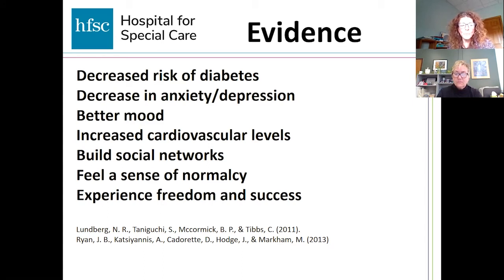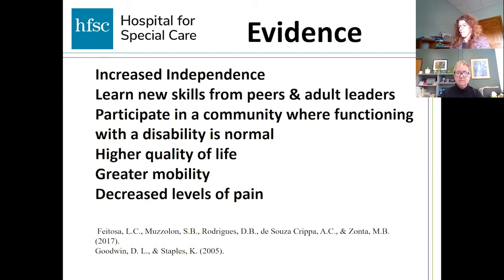The second study was 2013, and Ryan and colleagues actually cited the health benefits of participating in organized adaptive sports. These included both significant mental health benefits as well as physical benefits, some of which I listed on this slide. Okay, so our next bit of evidence.